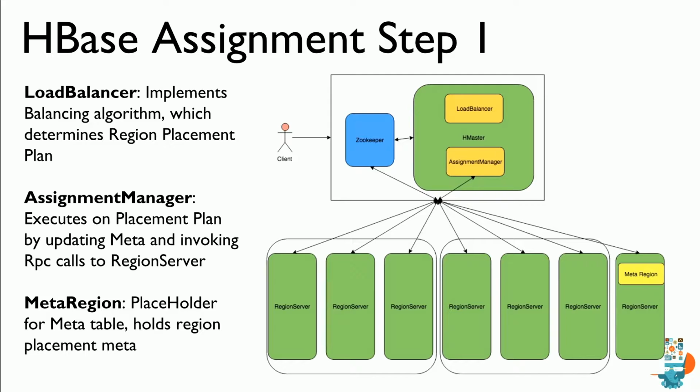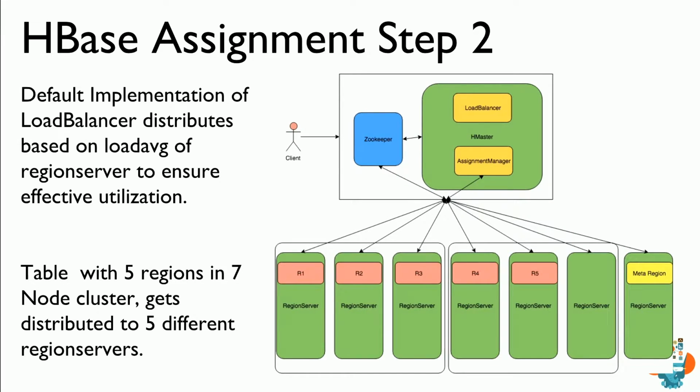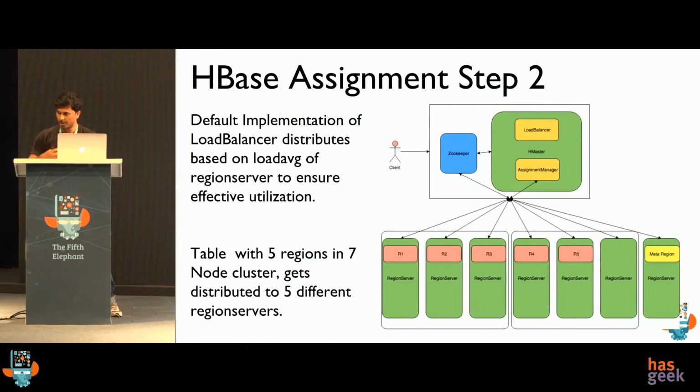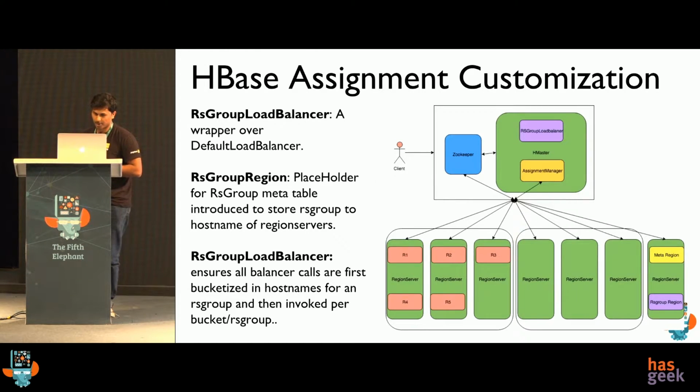And in doing so, it also updates the meta table, which sits in the meta region that's been shown over here in yellow. So what we noticed is that when you create a table, the default implementation of this load balancer will distribute all the regions of this table equally across the region servers based on the load averages on each of these boxes. So for example, here I'm trying to create a table with 5 regions, and you can see it's spread out, and it's using all the 5 servers because none of them have any load, so it wants to spread out the load. What we have done is we've introduced 2 customizations.